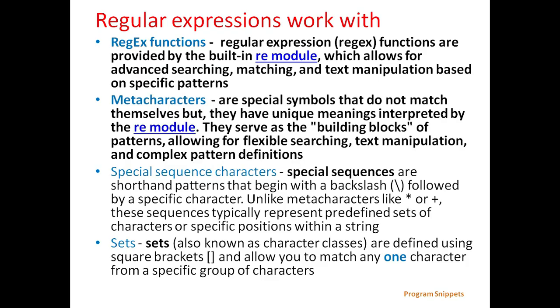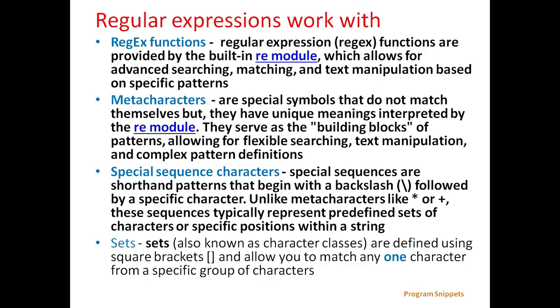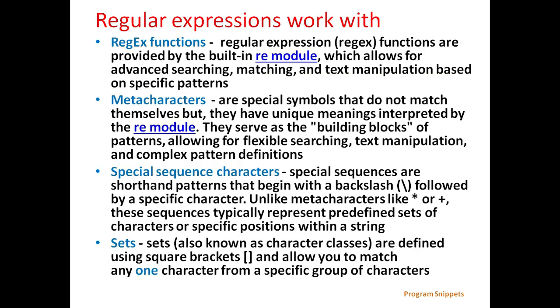Then meta characters. These are special symbols that do not match themselves but have a unique meaning interpreted by the re module. They serve as the building blocks of patterns, which allow for flexible searching, text manipulation and complex pattern definition. Then special sequence characters. These are shorthand patterns that begin with a backslash followed by a specific character. Unlike meta characters like star or plus, these sequences typically represent predefined sets of characters or specific positions within a string. And sets, which are also known as character classes. These are defined using square brackets and allow users to match any one character from a specific group of characters.